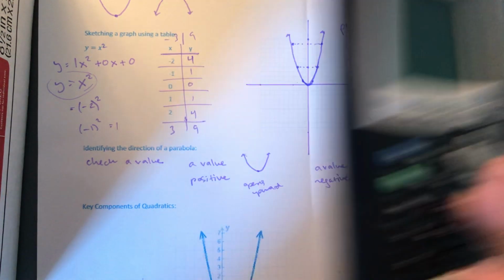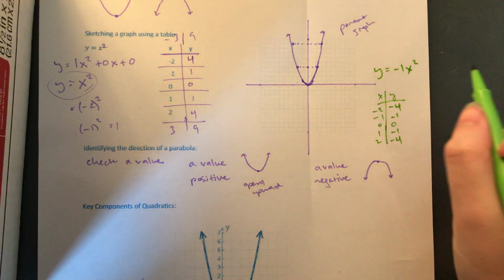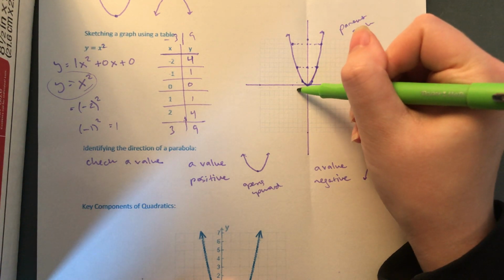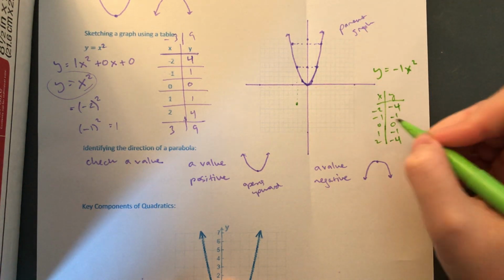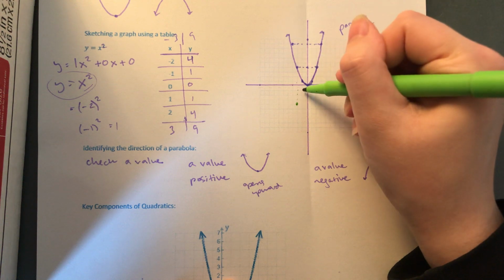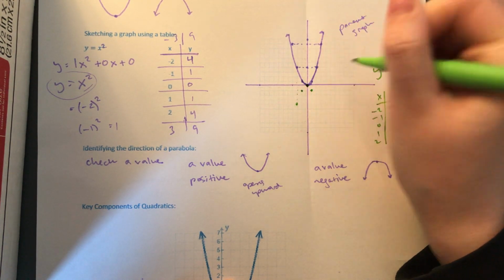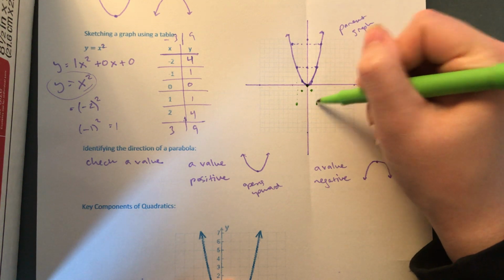And so here's this table. Now let's try graphing this one. -2, -4. -1, -1. 0, 0. 1, -1, 2, -4.